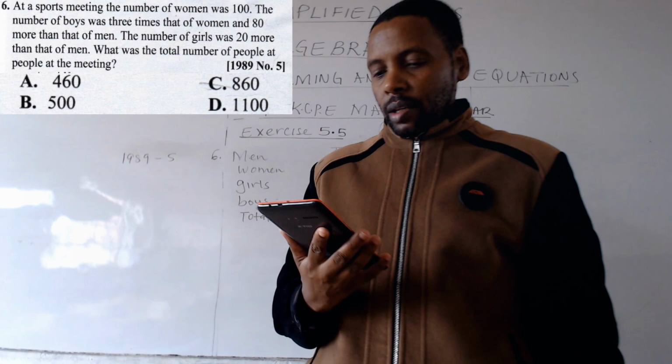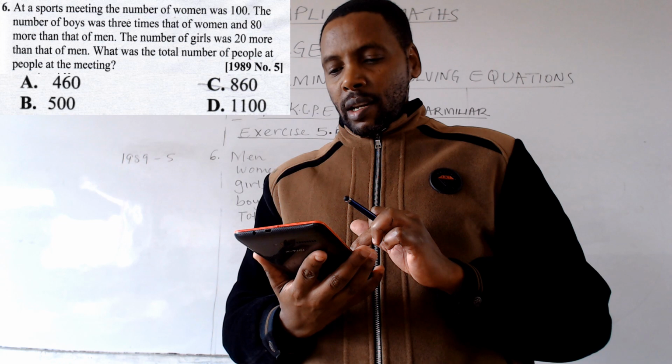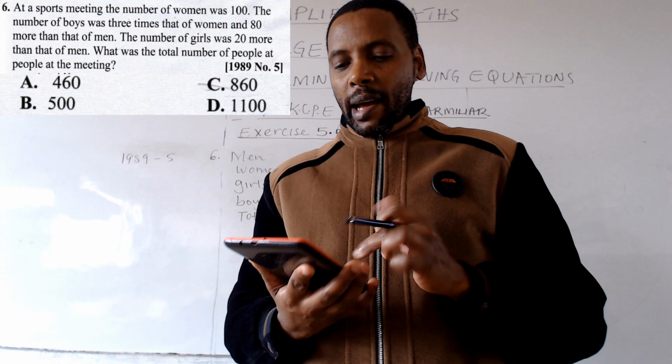At a sports meeting, the number of women was 100. The number of boys was 3 times that of women and 80 more than that of men. The number of girls was 20 more than that of men. What was the total number of people at the meeting?